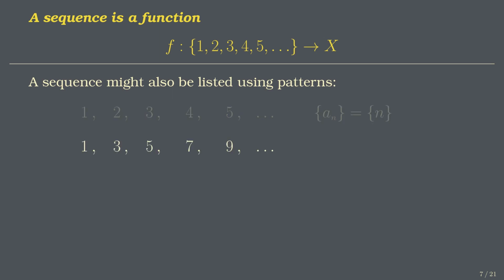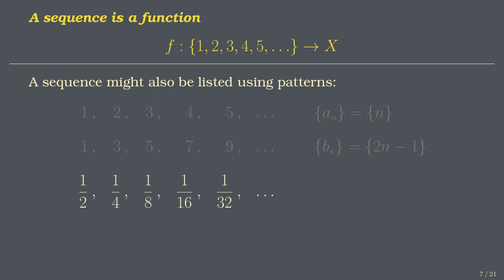And similarly, if you have 1, 3, 5, 7, 9, then here the pattern should be this is the sequence of odd positive integers. So Bn should be 2n - 1.